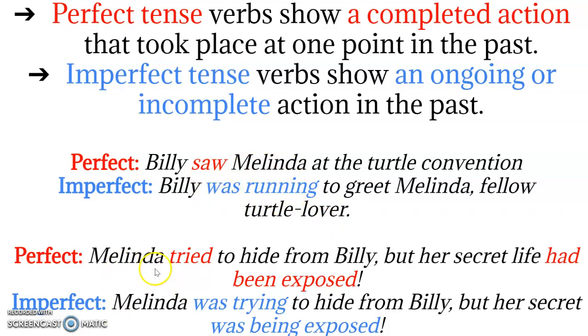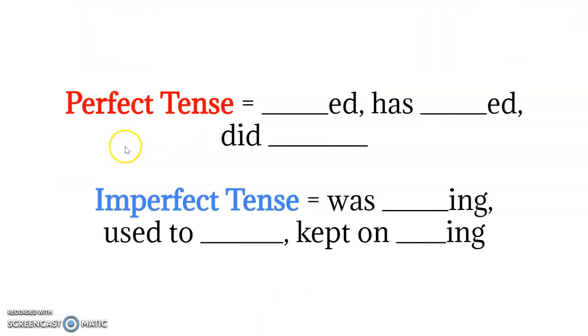Here's another example. Melinda tried to hide from Billy, but her secret life had been exposed. The imperfect version of that: Melinda was trying to hide from Billy, but her secret was being exposed. So you can see typically when it's imperfect, we're translating with was or were. With the perfect, we're typically seeing an ed at the end, or that weird version of the past tense we see in English, like saw, as opposed to see. Perfect tense verbs can typically be translated as blanked, has blanked, or did blank, as opposed to the imperfect, which is was blanking, used to blank, or kept on blanking. Typically, we'll just say was blanking.